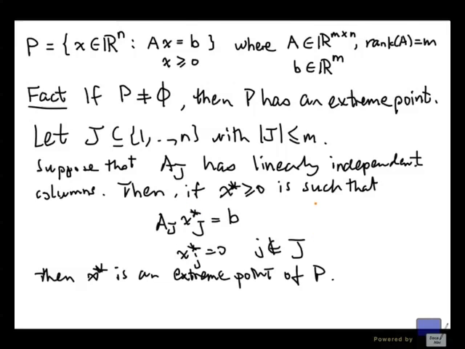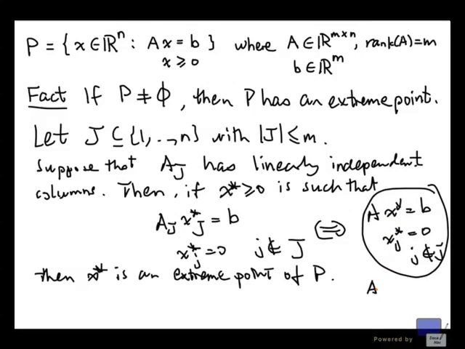Right? Because this is the same as saying that x* satisfies Ax* = b and xj* = 0 for all j not in J. And so x* is a point in P that is uniquely defined by this system. So if we write this system as Ax = b, xj = 0, where j is not in J, then this has a unique solution, and x* is the unique solution. So x* is an extreme point of P.